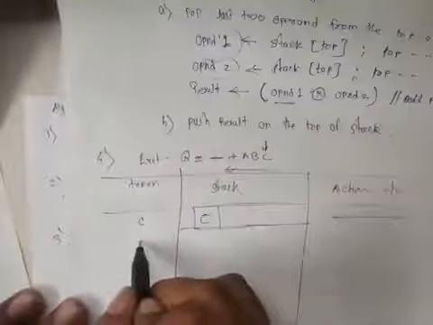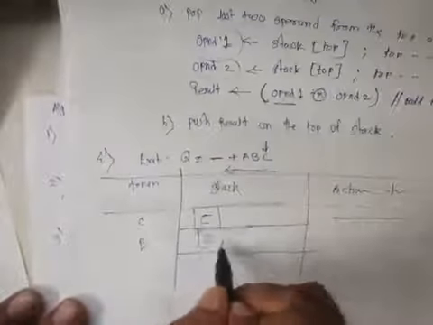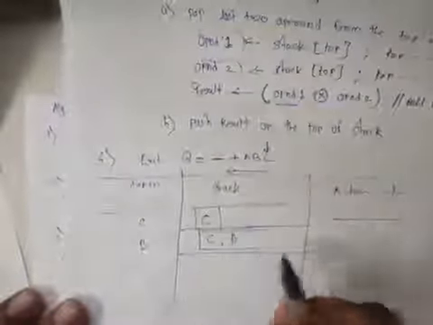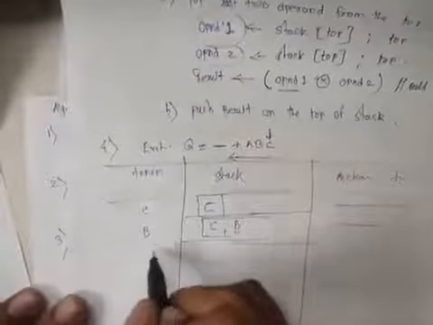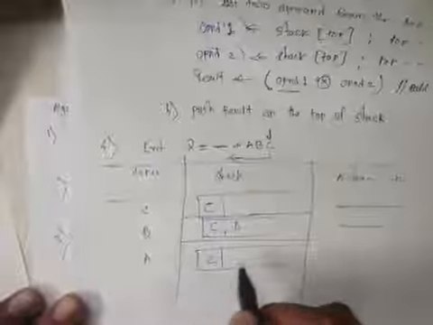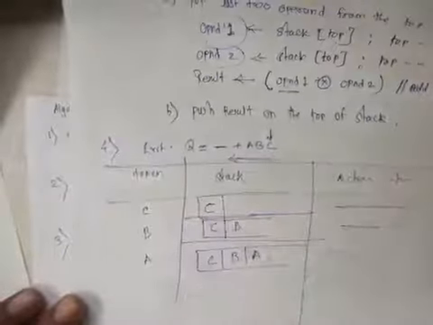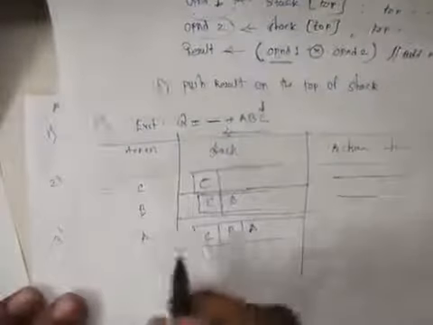Then the next token is what? B. Push it on the top of the stack, so C, B. Okay, then the next token is what? A. Push on the top of the stack, so C, B, A. Okay, then the next token is what?